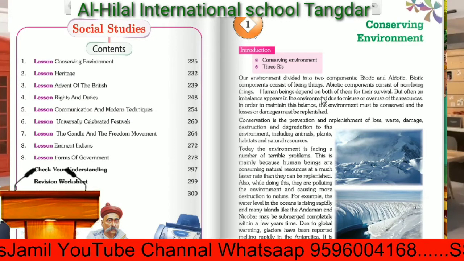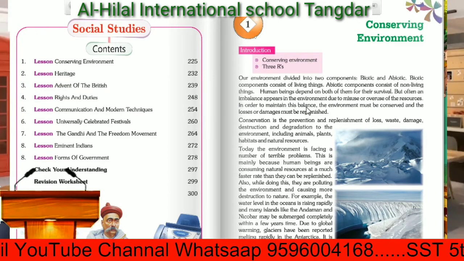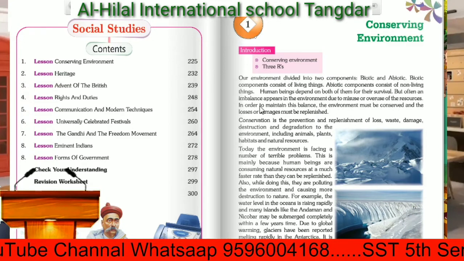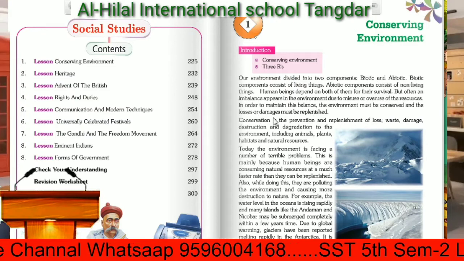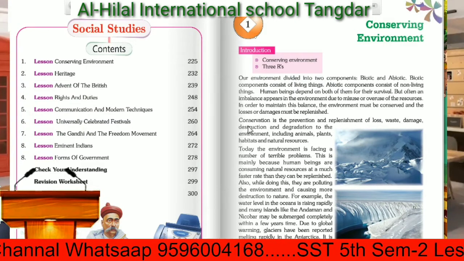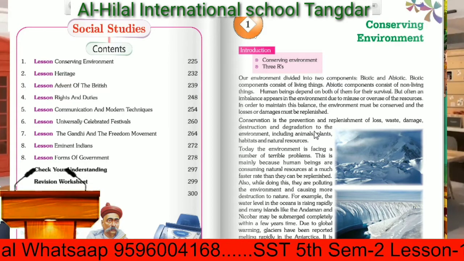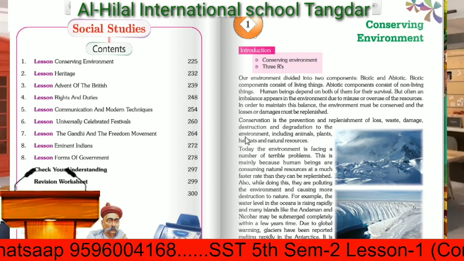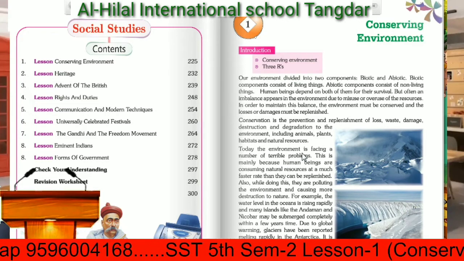Human beings depend on both of them for their survival, but often an imbalance appears in the environment due to misuse or overuse of the resources. In order to maintain this balance, the environment must be conserved and the losses or damages must be replenished. Conservation is a prevention and replenishment of loss, waste, damage, destruction and degradation to the environment, including animals, plants, habitats and natural resources. Today, the environment is facing a number of terrible problems.